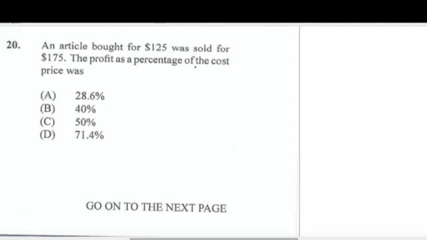Okay, so number 20, an article bought for $125 was sold for $175. The profit percentage as a cost of the cost price was, well, the profit percentage of the cost price. Remember that, right? So let's find the profit first. 175 minus 125. That gives us about 50. So remember, the profit percentage is the profit, 50, over the cost price, 125, multiplied by 100.